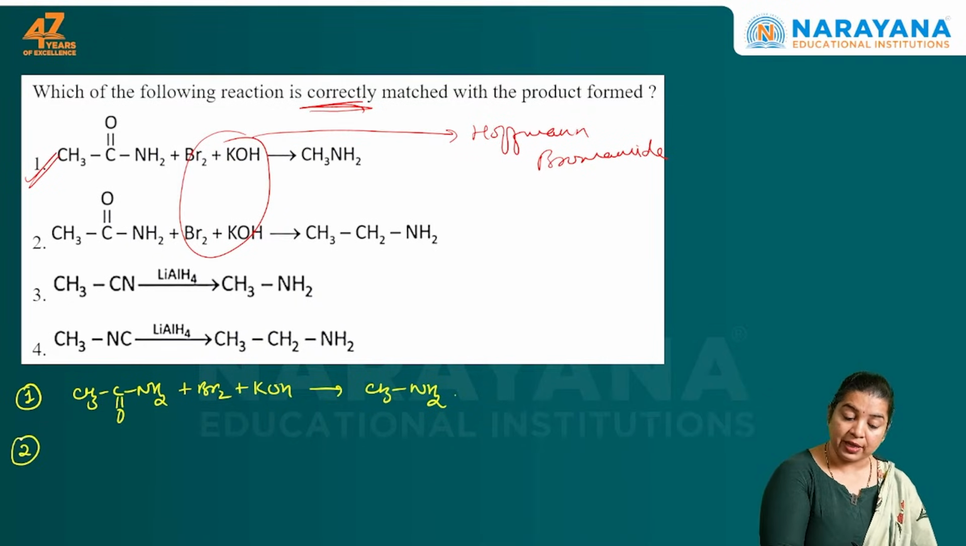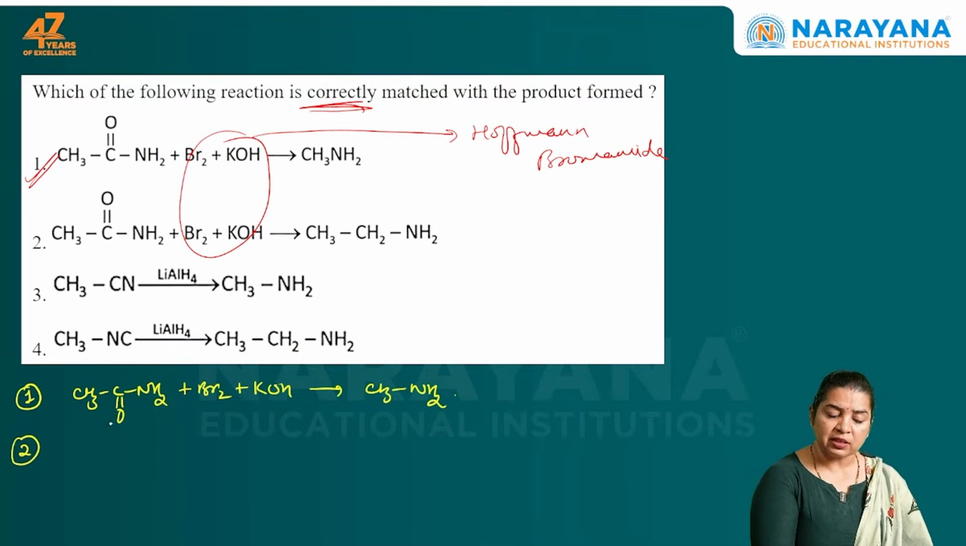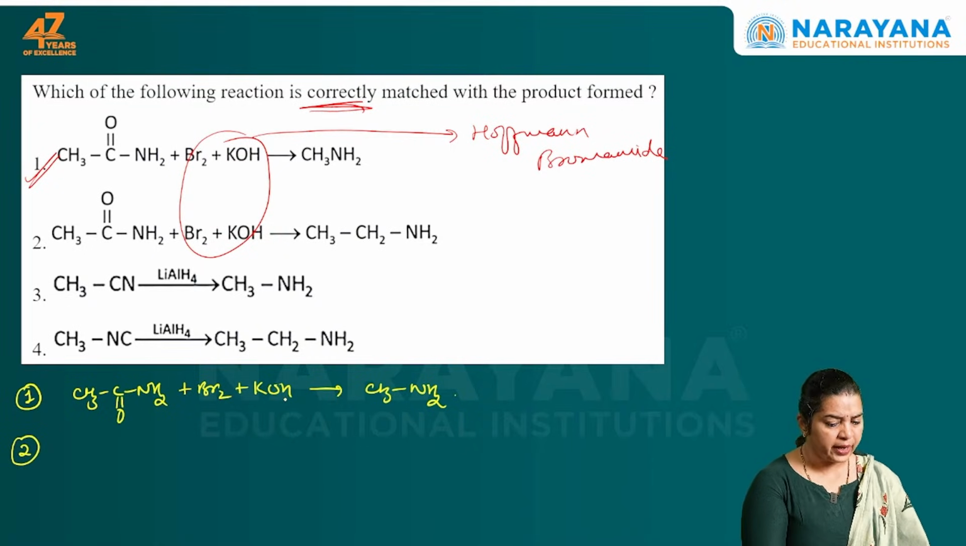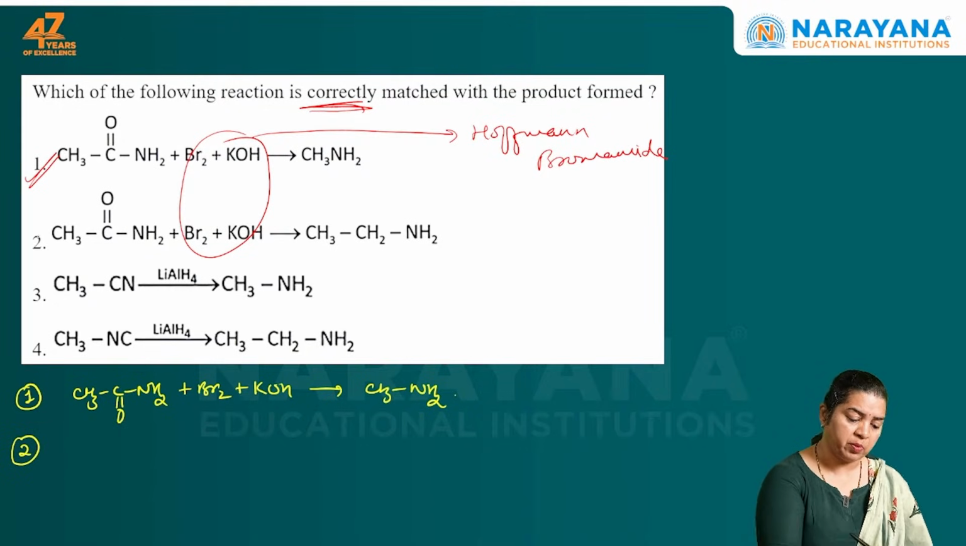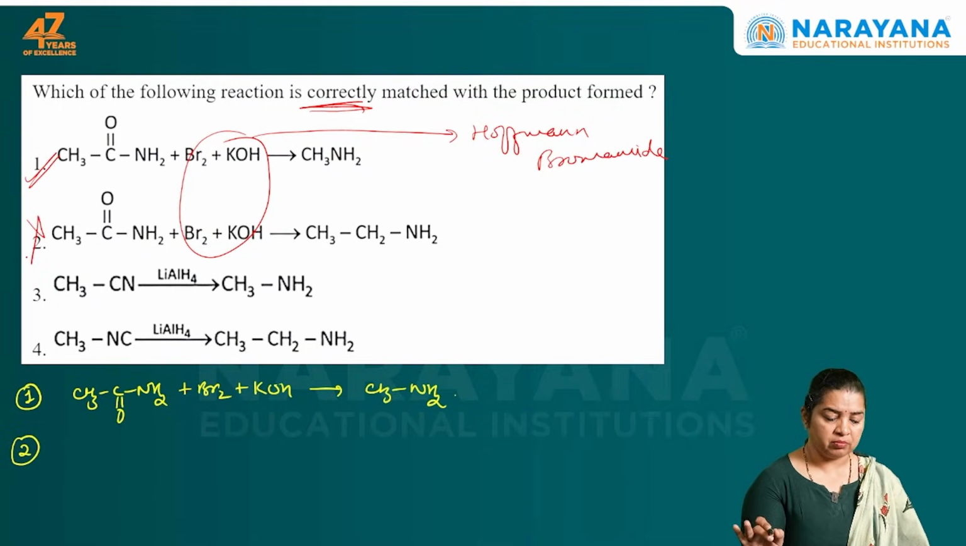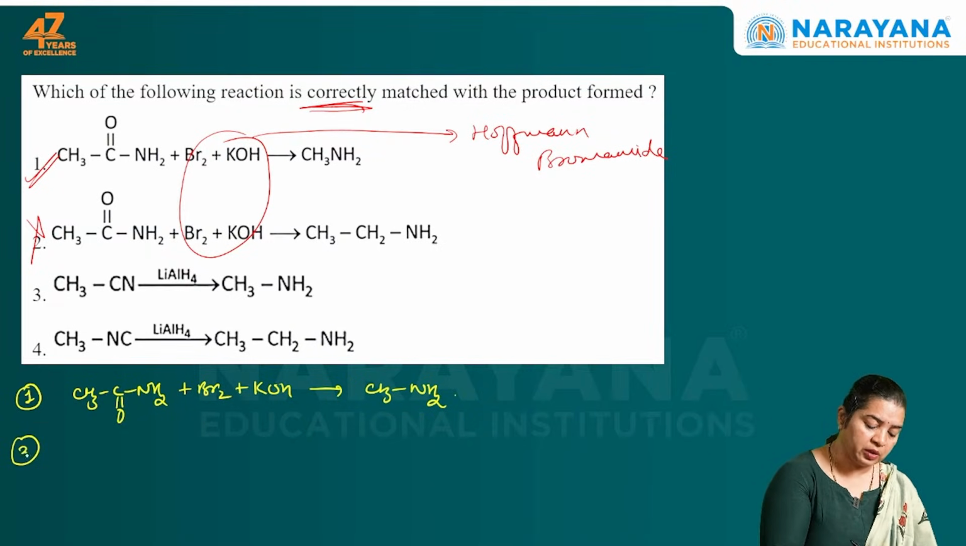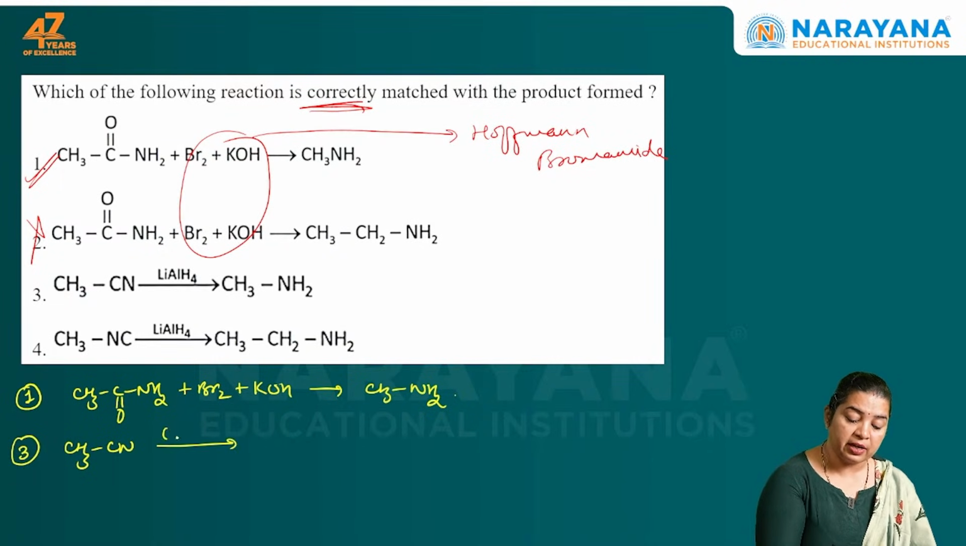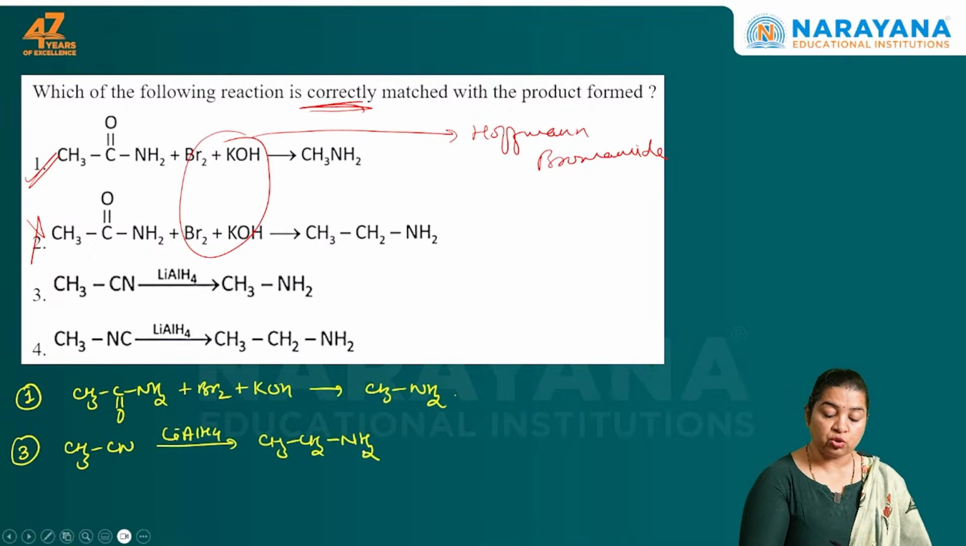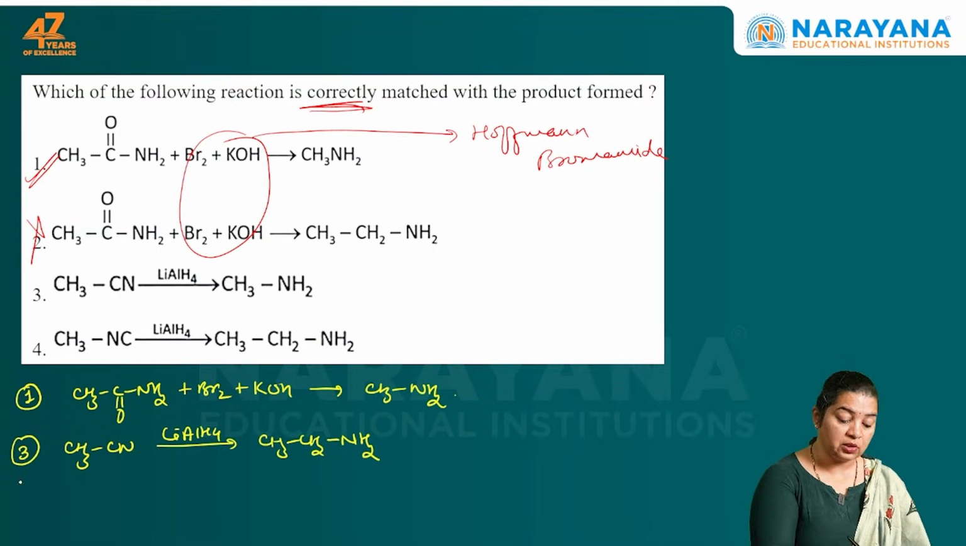Let us move to second, same reactant, but the product is not decreasing the carbon. That is not what Hoffman bromide will give. Second is wrong. Okay. So, moving to third, what could be the third one? Third is CH3CN and LiAlH4. So, it is CH3CH2NH2, but they are here decreasing the carbon. This can't be the answer.